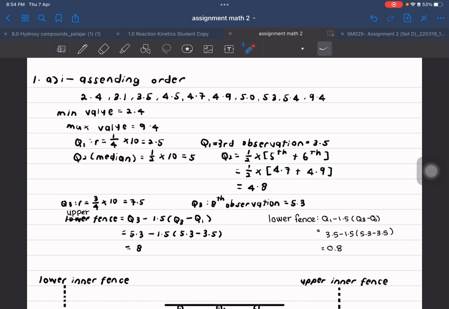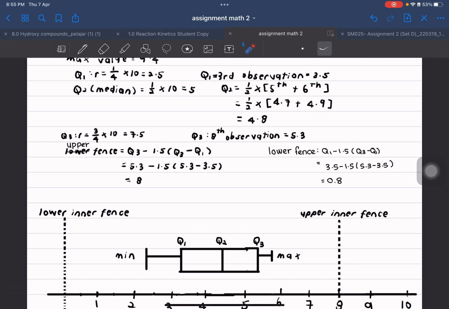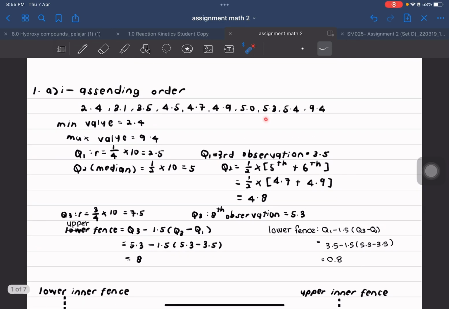To get the observation, we use the formula quartile 2 equal to 1/2 multiplied by the 5th place plus the 6th place, and we will get the answer 4.8. For quartile 3, we can use the formula R is equal to 3/4 multiplied by the number of observations. So R equals 3/4 multiplied by 10, and the answer is 7.5. We round it off and we get the 8th place observation, which equals 5.3.